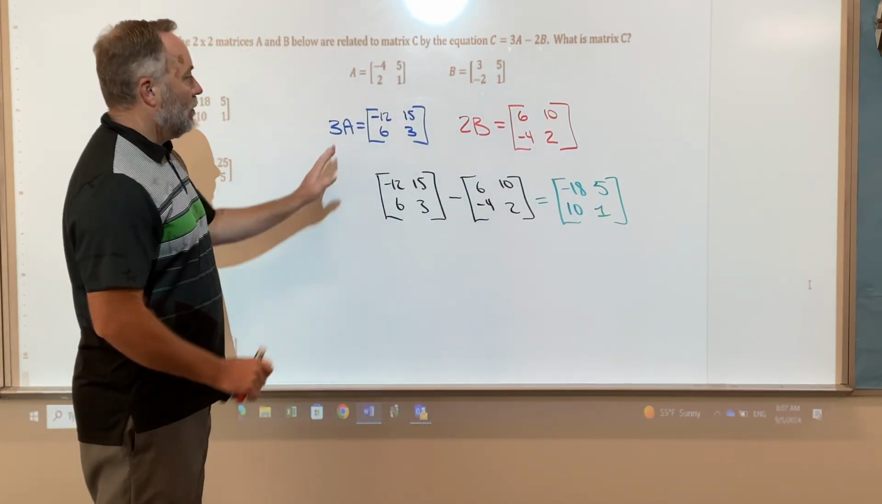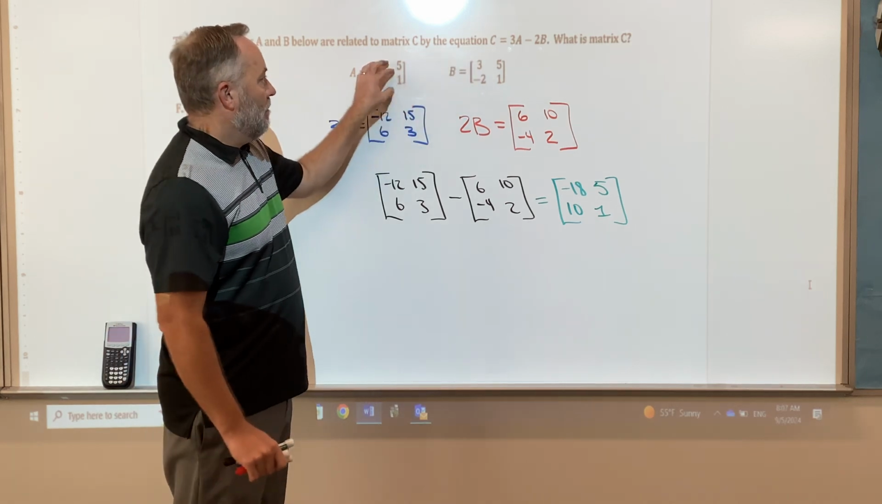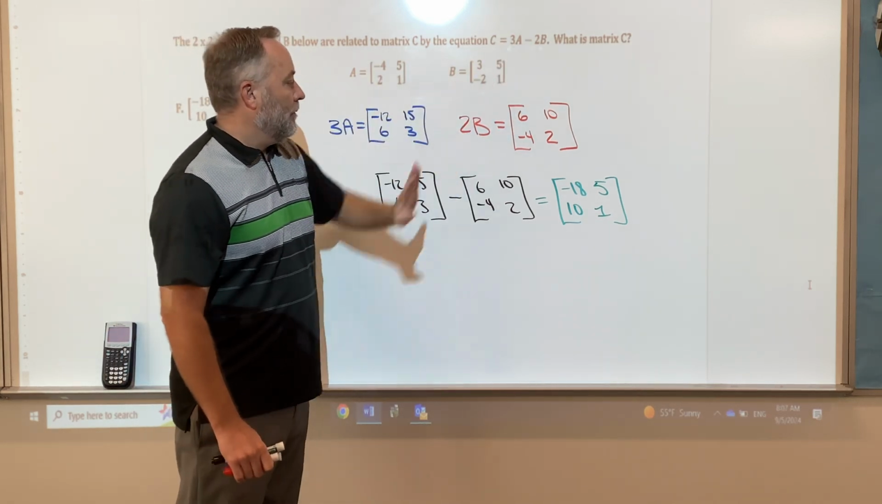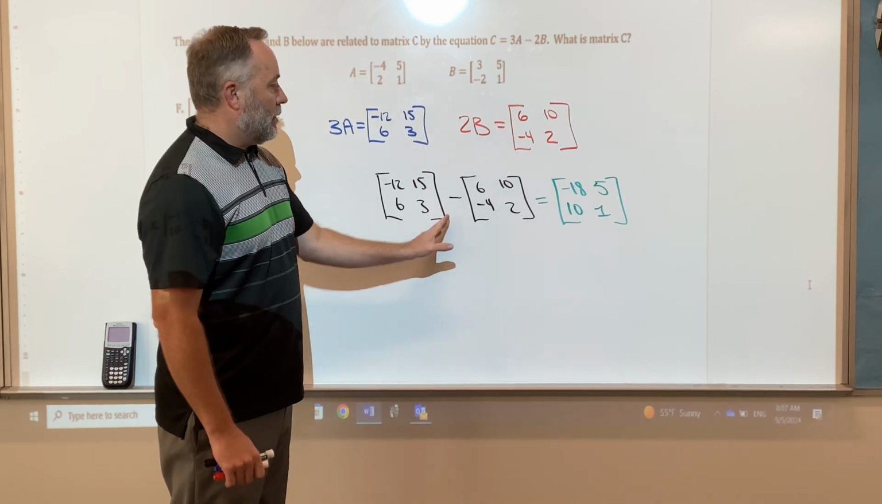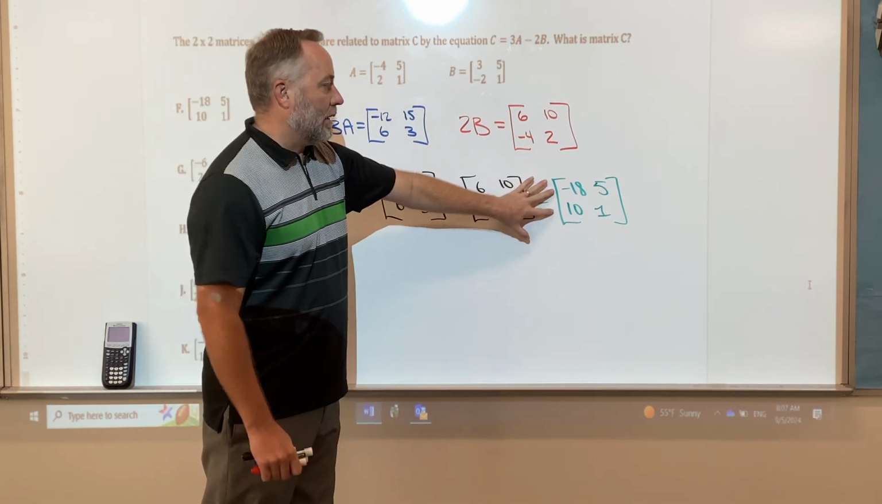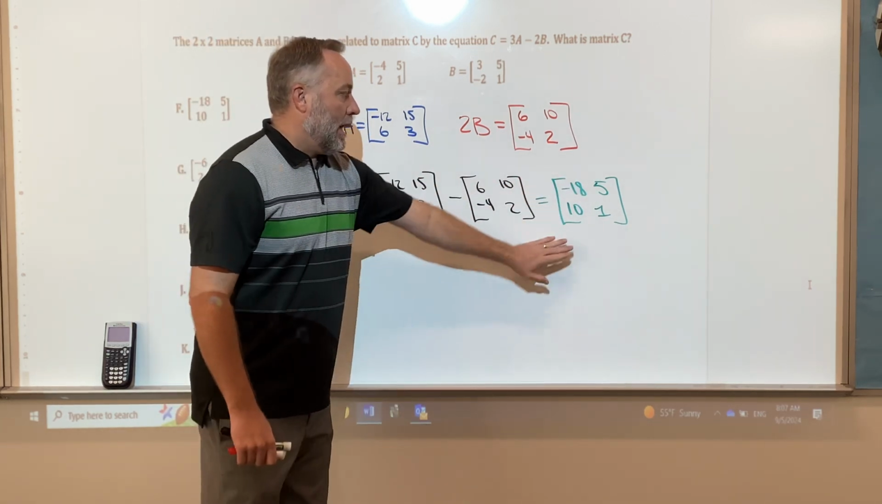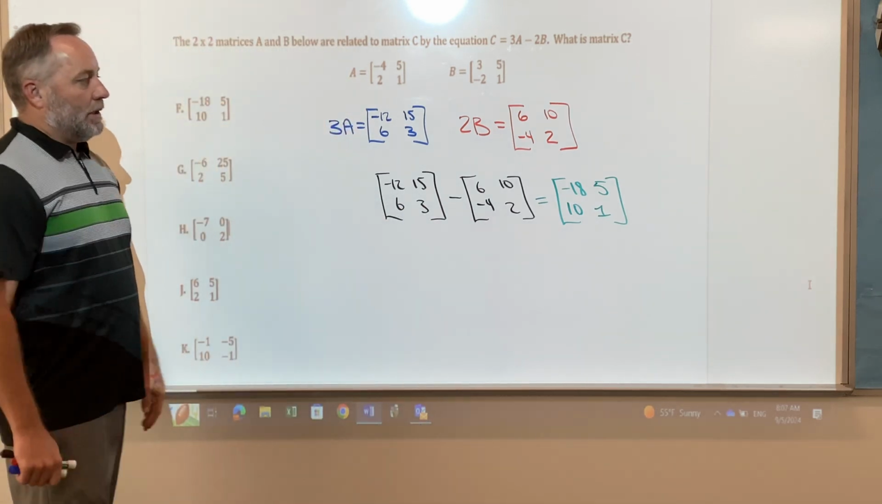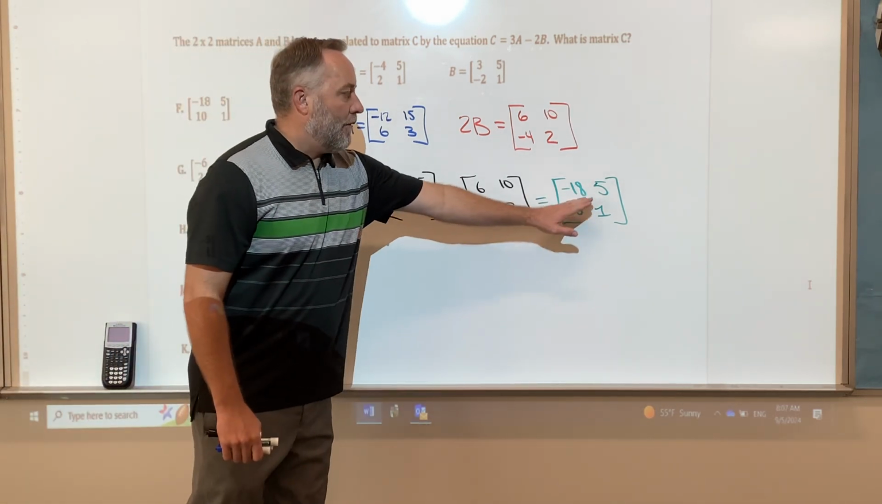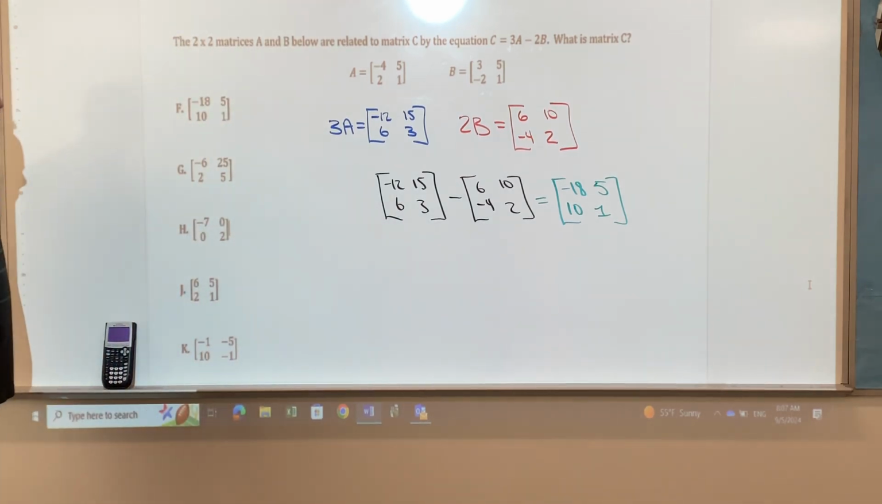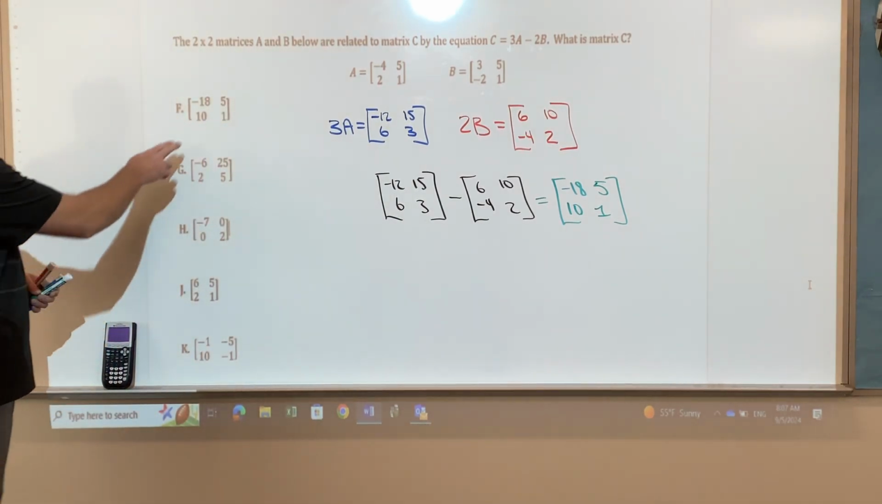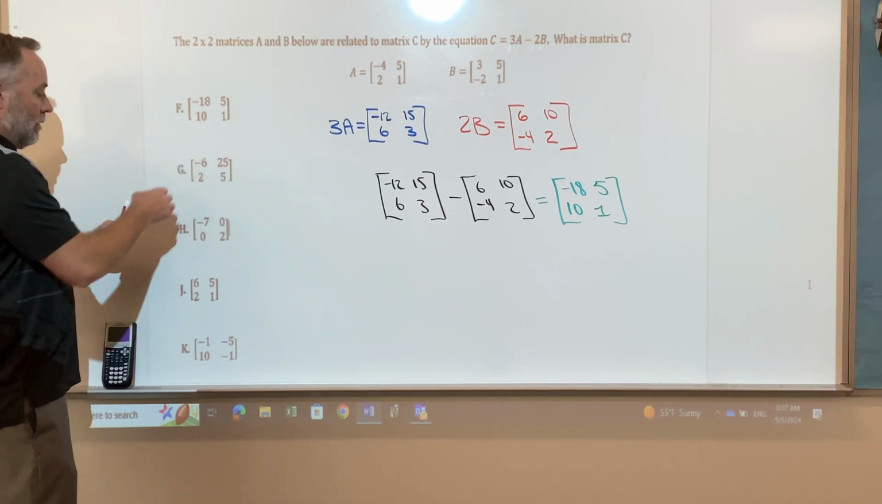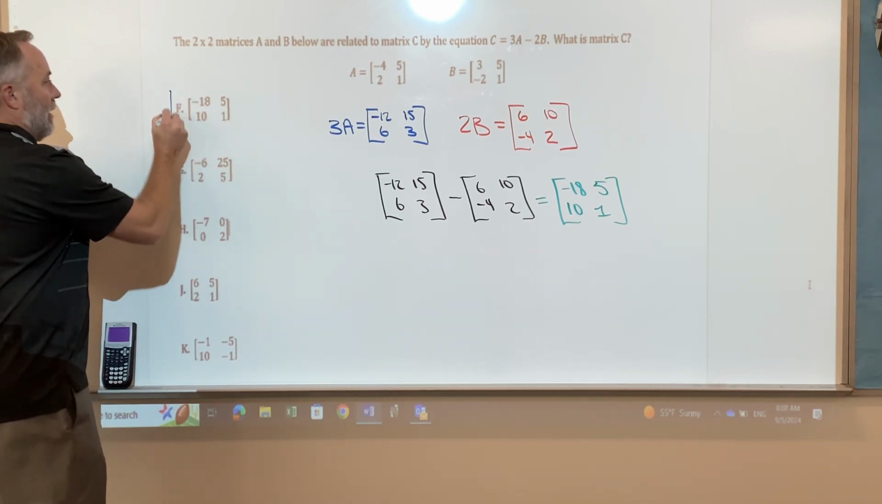Okay, so we just multiplied each of the matrices by what we were told to, and then once we had those, we subtracted the 2 of them by subtracting corresponding elements. And if we do so, we get the matrix negative 18, 10, 5, and 1, and that is found in answer F. So we can confidently answer F for this question.